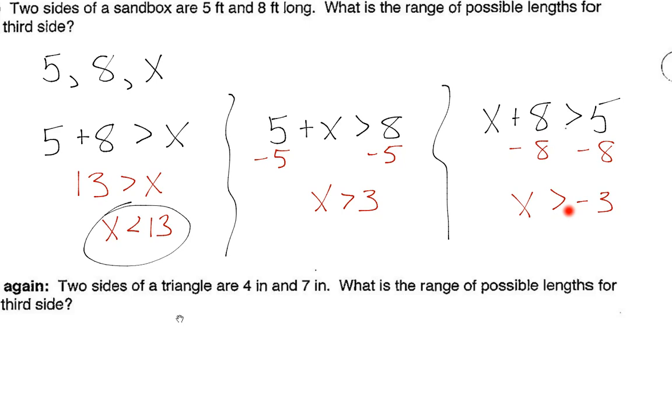So a side length can't be negative 3, negative 2, negative 1, or 0. But can the side length be 1? That satisfies over here, but it doesn't satisfy here. So basically, this is the best that we can do. It has to be above 3. If it's above 3, it satisfies over here. So these are the two that we're going to select. Our answer is x is between 3 and 13 as a compound inequality.